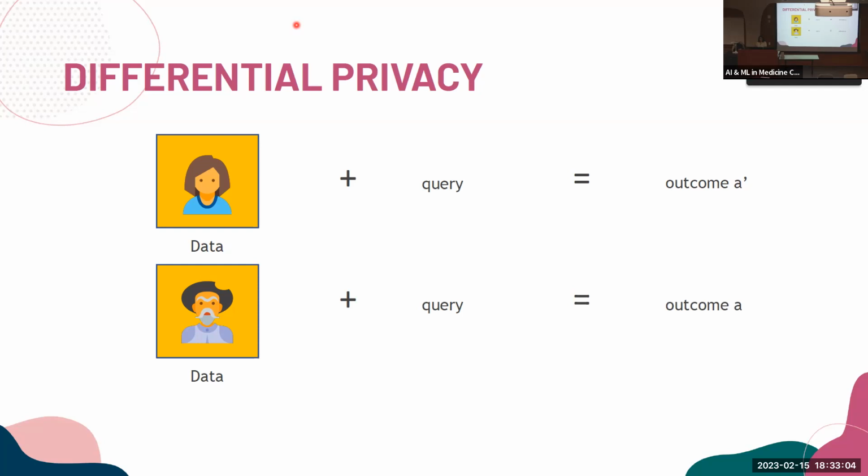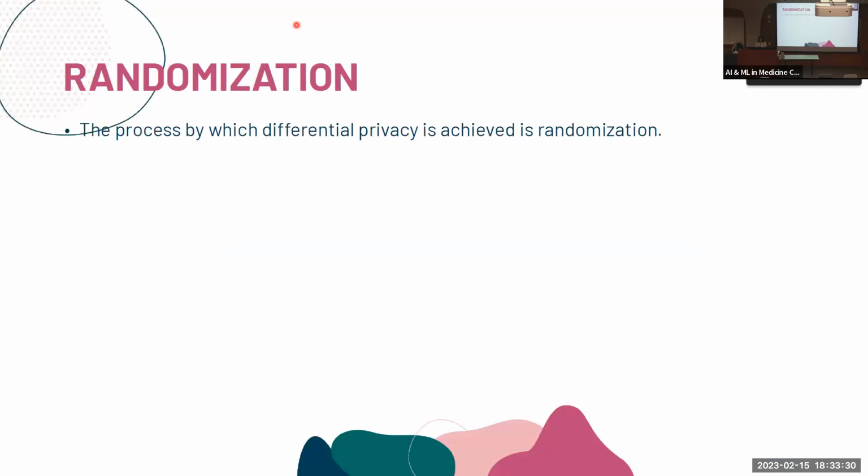So what differential privacy says is that these two outcomes A and A prime should be very close to each other. If they're very close to each other, that means that you're not able to tell if it was this woman or this man in the data set, and therefore you don't know whether someone participated in that analysis. And that means that this query mechanism or this data set is differentially private. And the way you would achieve that is by randomization.